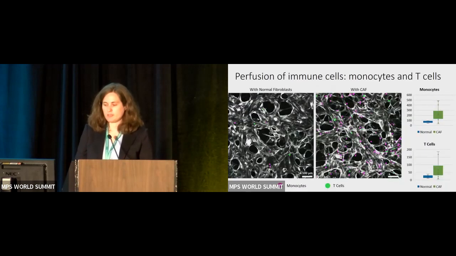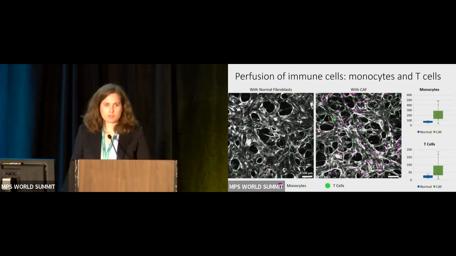So here are the images, maximum intensity projections of typical microvascular networks with normal fibroblasts, or microvascular networks generated with CAF, with the same endothelial cells here from the HUVEC. And the monocytes are labeled in magenta and T cells are in green. And so you can see in the normal fibroblast networks that the number of immune cells is relatively low. We haven't treated this with any inflammatory cytokines in the media. It's just the contributions of the 2 cells in this fibrin gel.